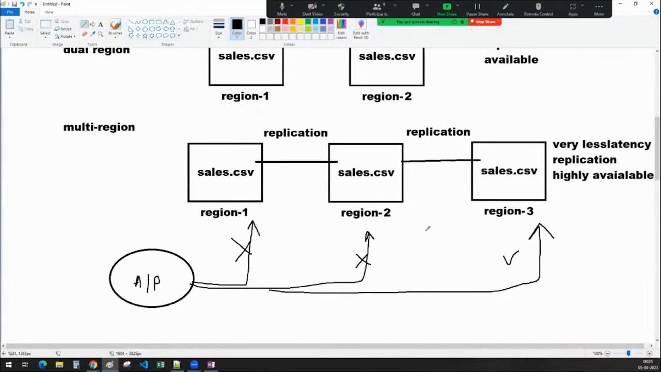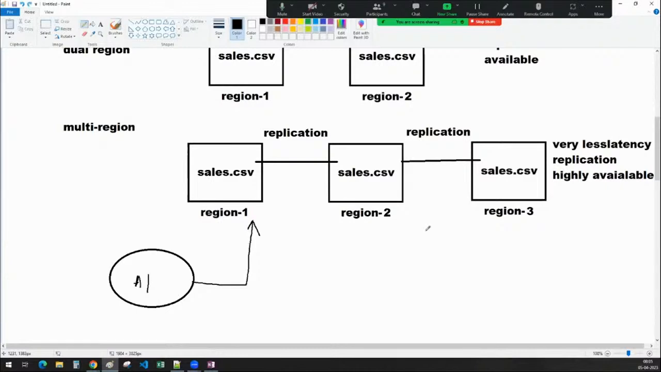Any questions, sir? If any changes are made in region 1, will they be applicable to the others? Of course, yes. It is just replication, sir. Whatever changes you make in region 1 will be replicated. Where can I see my replication? You cannot see it. Automatically, the GCP backend will take care of it.